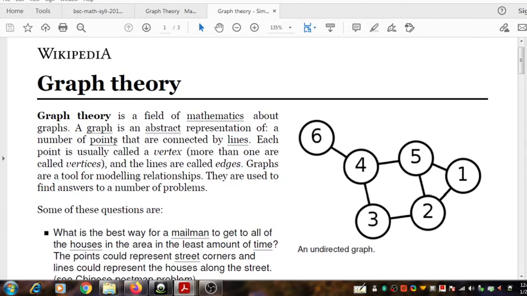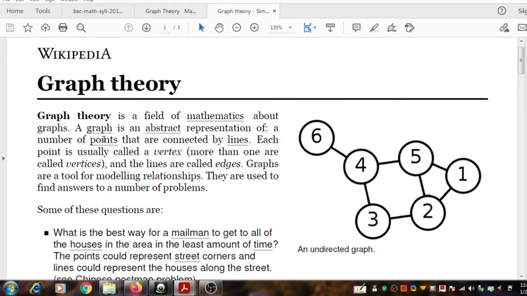A graph is an abstract representation of a number of points that are also called vertices. There are lines, or edges, connecting these points. So graph theory is a study of a set of points and some lines connecting these points. Each point is usually called a vertex, and if there is more than one vertex, they are called vertices, and the lines are called edges.